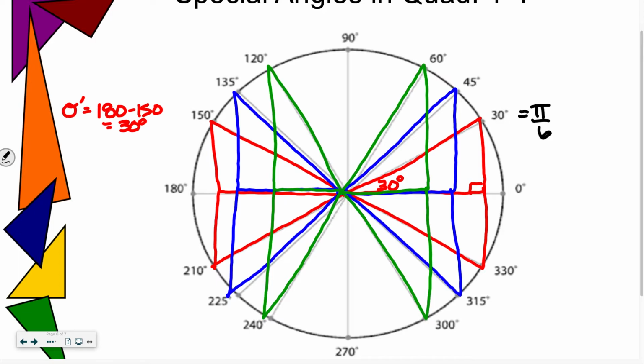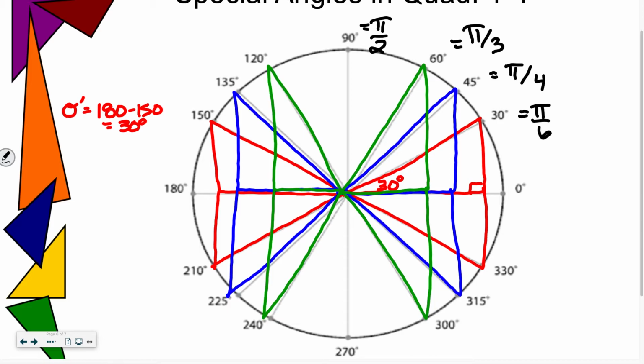Okay, what's 45? Pi over 5? Nope. Pi over 9? Someone with an answer. Pi over what? 4, thank you. And 60? Pi over 3. We already know 90 is pi over 2. We should be really clear on that. Otherwise, we need to spend more time doing our homework and studying.